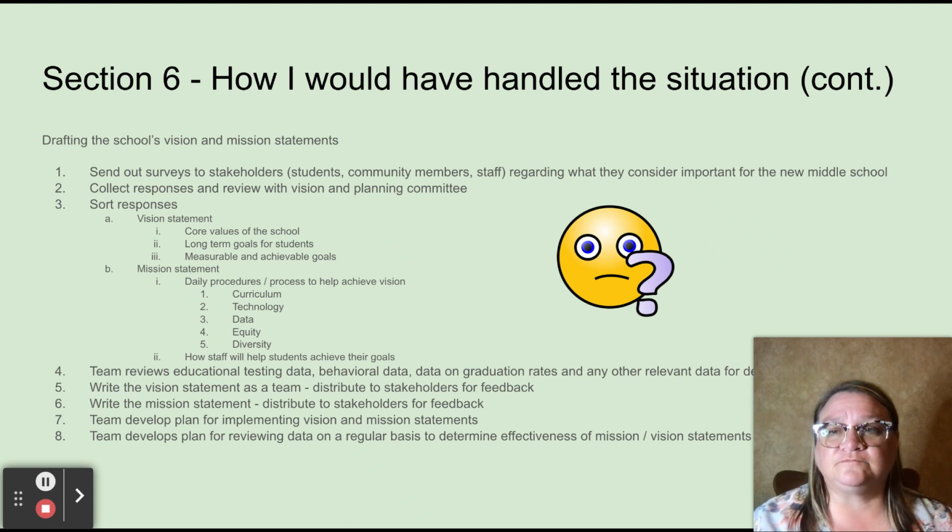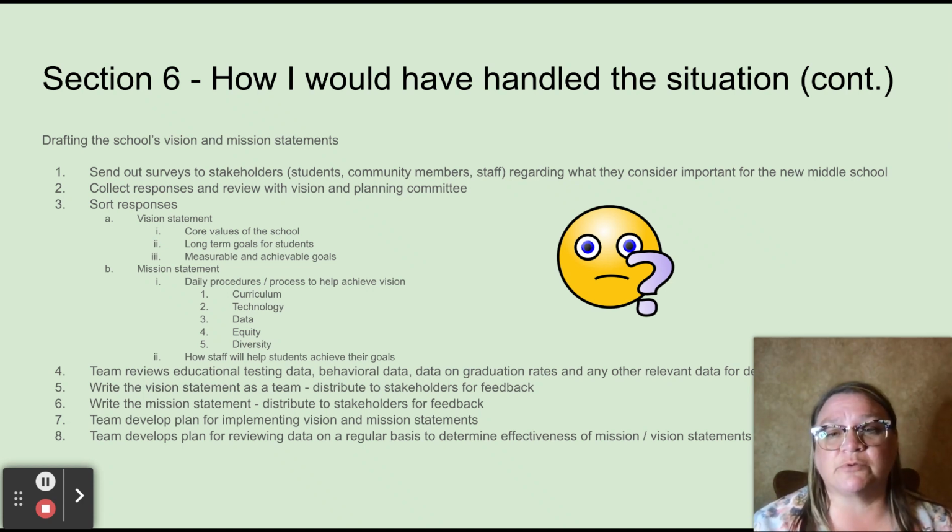So, as far as drafting the school's mission and vision statements, I would have sent out surveys to stakeholders, students, community members, staff regarding what they consider important for the new middle school. I would have collected those responses and reviewed them with the visioning and planning committee and then sorted the responses. So, any responses that have to do with the core values of the school or the long term goals for students, and measurable, achievable goals would go in a pile for the vision statement.